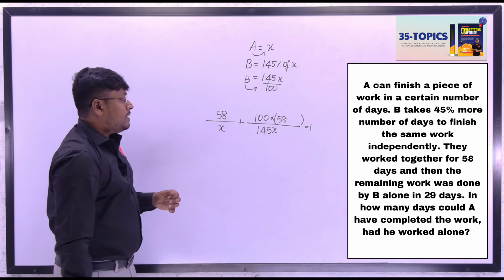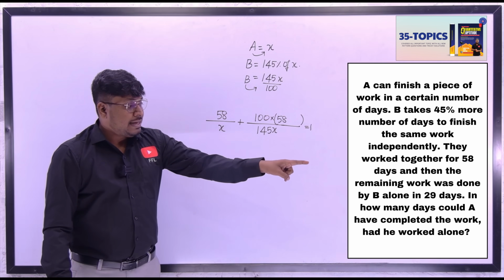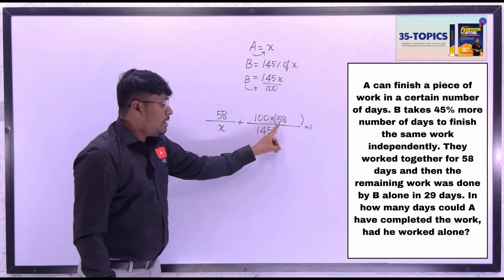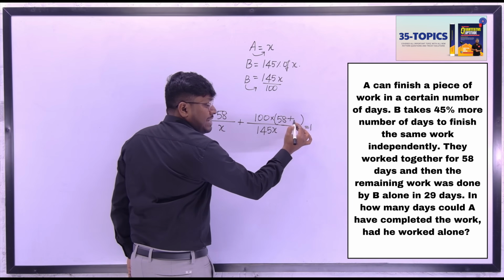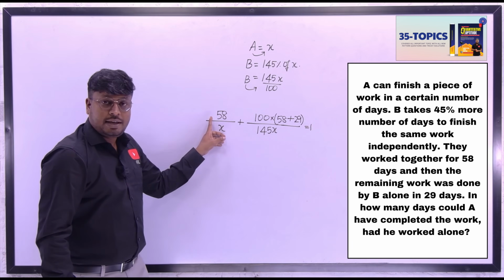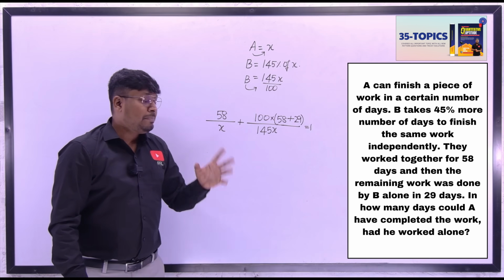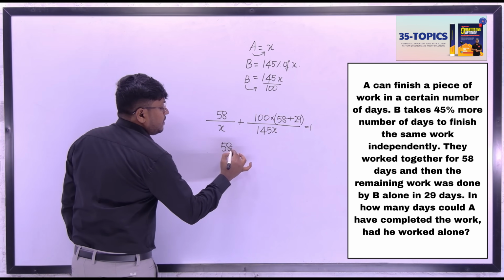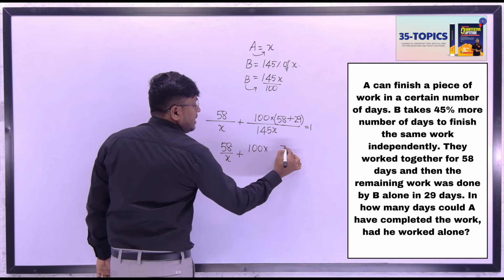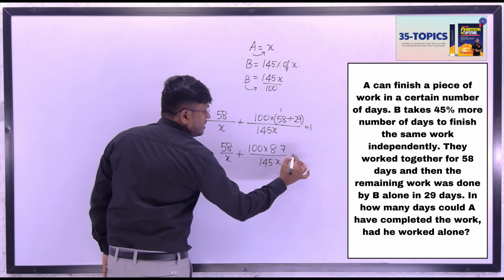Now the next point is, after working for 58 days, the remaining work was completed by B alone in 29 days. Both persons initially work for 58 days and then for an extra 29 days the person B works to complete the remaining work. So plus 29. This can be written as 58 by X plus 100 into 87 divided by 145X is equal to 1.